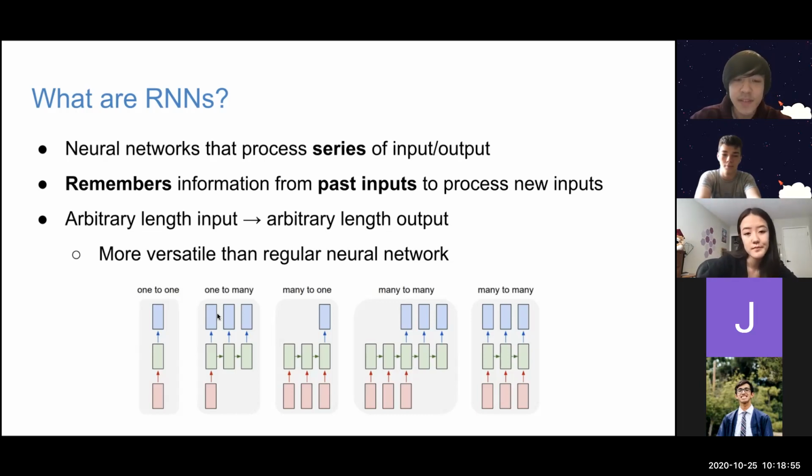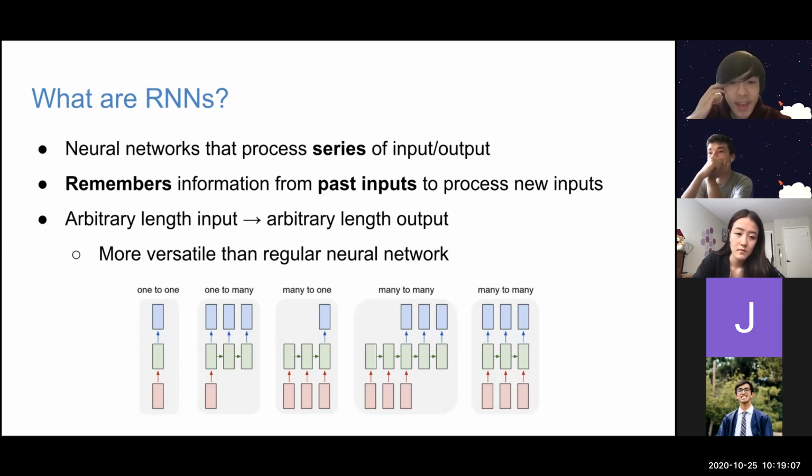There's a lot of different categories of use cases. The first one is you can obviously use it just like a traditional network, just to do one-to-one mapping. You can also do one-to-many, and then many inputs to one output, or many inputs to many outputs. And there's a couple ways you can do that last one.